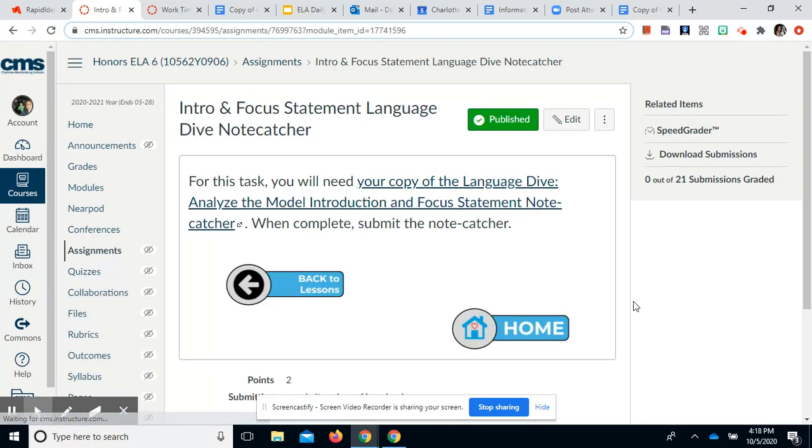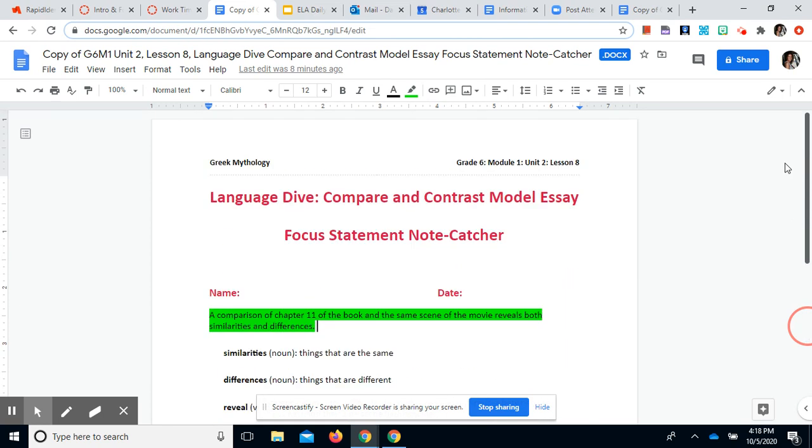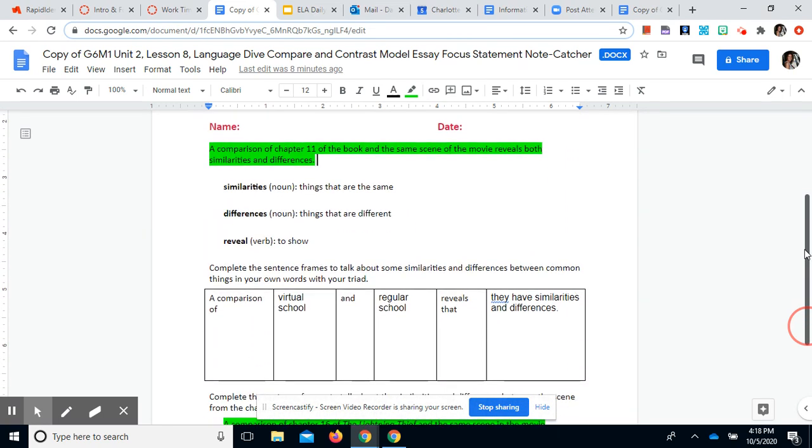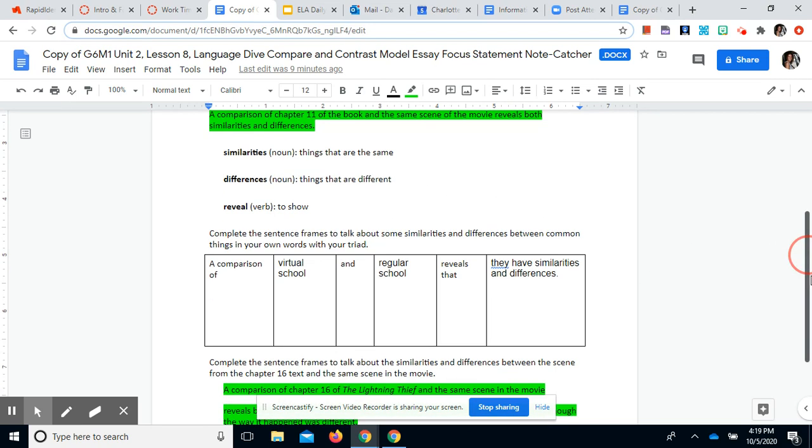So next assignment, you will click here to make your own copy of the language dive. And let me kind of walk you through this pretty quickly. So breaking down the focus statement: a comparison of chapter 11 of the book and the same scene of the movie reveals both similarities and differences. We then define keywords here. Similarities, things that are the same, that's your comparison. Differences, things that are different, so that's where the contrast is. Reveal, to show, so you are going to show me similarities and differences in this essay.